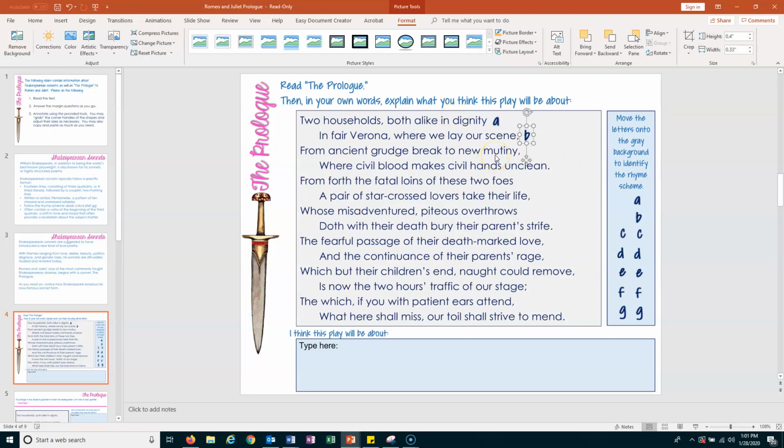Dignity, mutiny, yeah, those kind of rhyme. Seen, unclean.